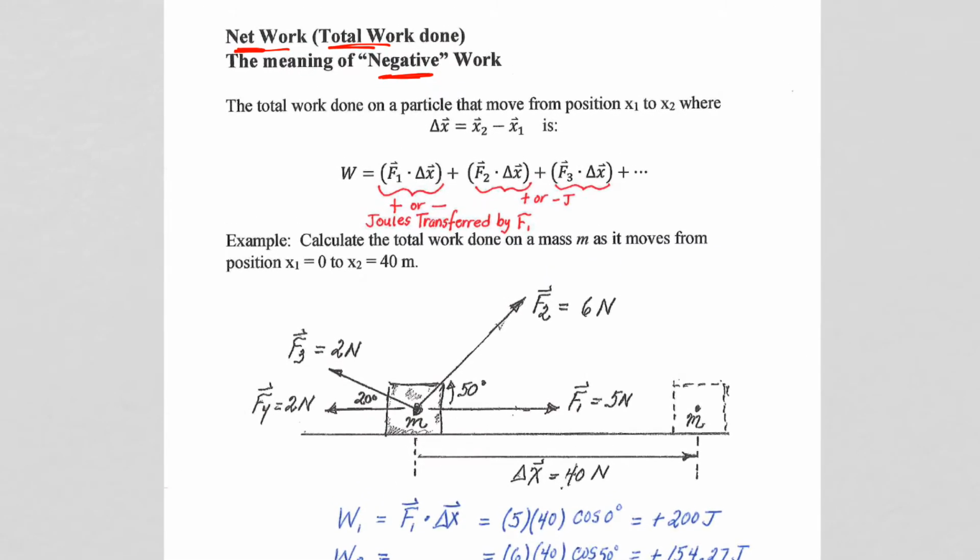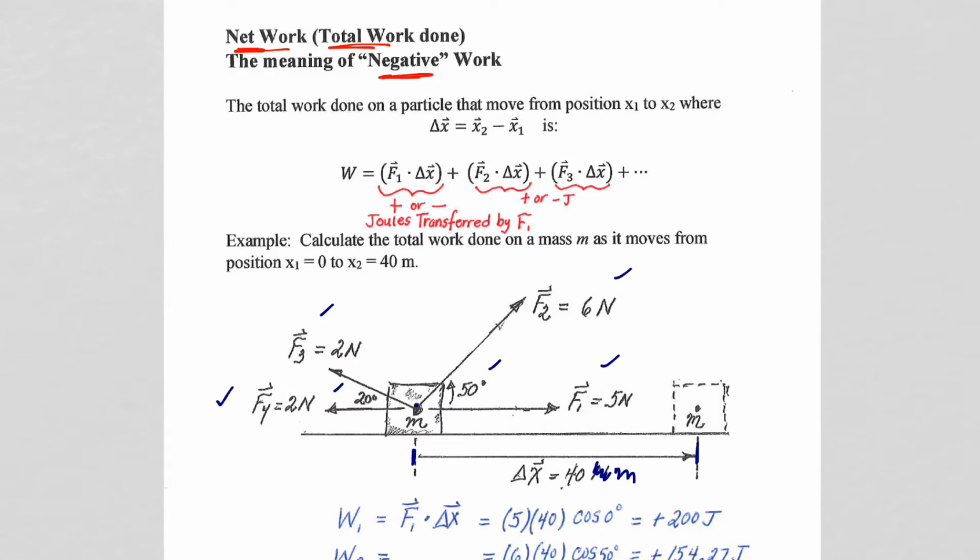Okay, so let's say we have this example that we're looking at down here. Multiple forces. We have a 5 Newton force, F2 6 Newtons, F3 2 Newtons, F4 2 Newtons. You're given the angles at which these forces are acting, and we want to know the net energy transferred to this object, this mass, as it moves from its initial position here to the final position, 40 meters to the right.